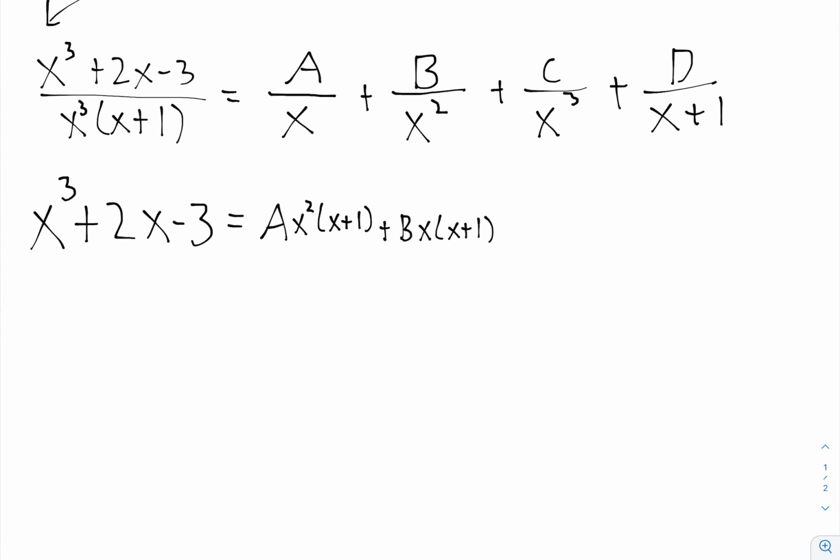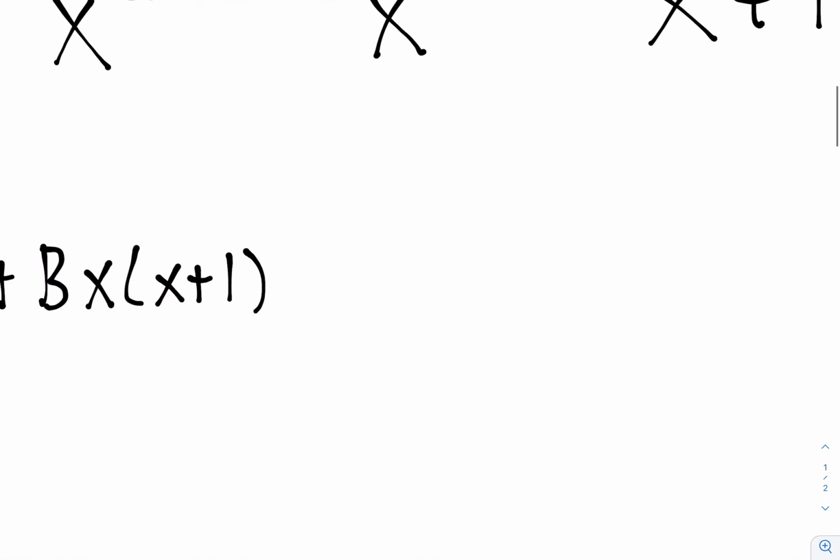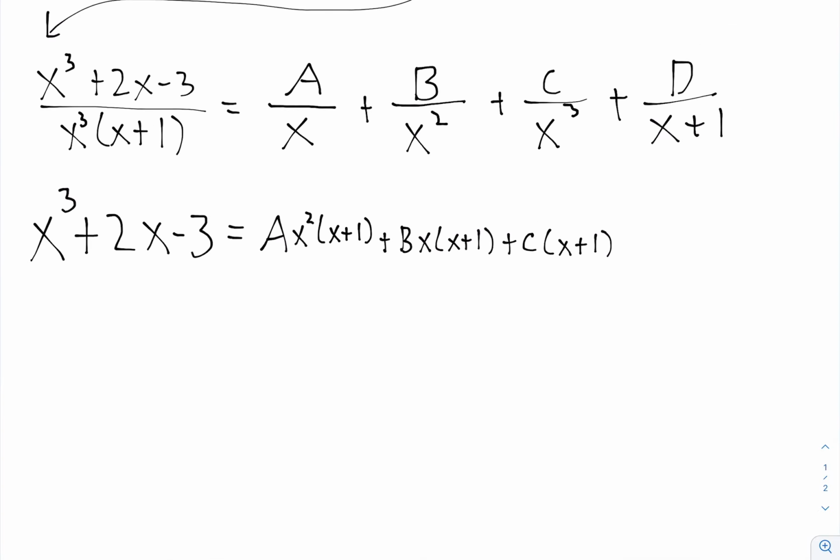And you kind of get the idea, right? With the c over x cubed, we're going to multiply that by x cubed times x plus 1. The x cubes are going to cancel, and we'll just get c times x plus 1. Okay, and then the last term, d over x plus 1 times x cubed times x plus 1. Well, the x plus 1 factors are going to cancel out now, which is nice, and we're going to get d times x cubed.